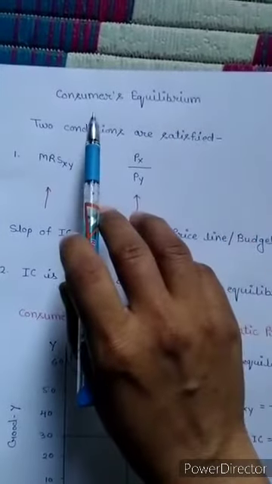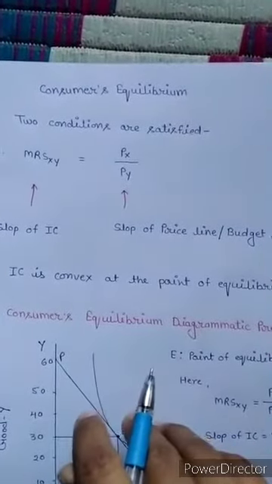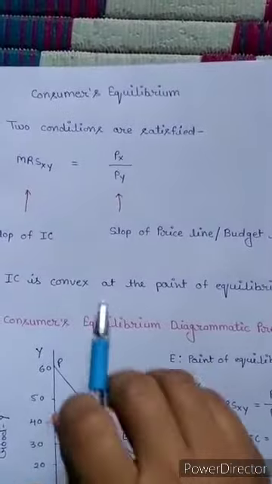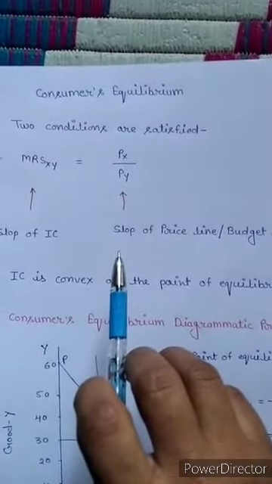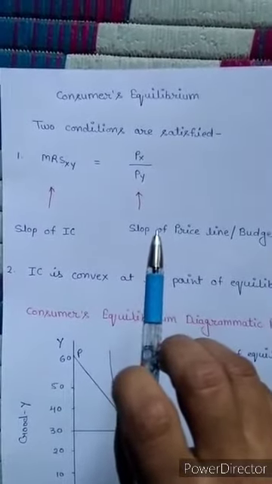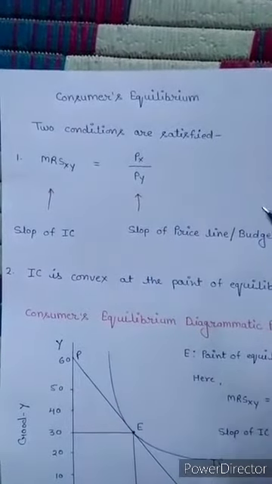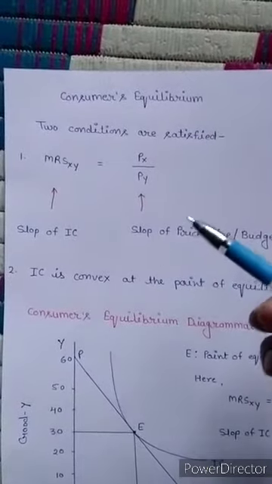Here, what is the condition of consumer equilibrium? Consumer equilibrium refers to the situation when the consumer gets optimum satisfaction, meaning his satisfaction is maximum. The consumer is in the condition of equilibrium, and it is made clear by the figure and conditions.